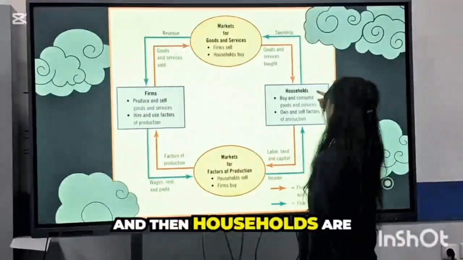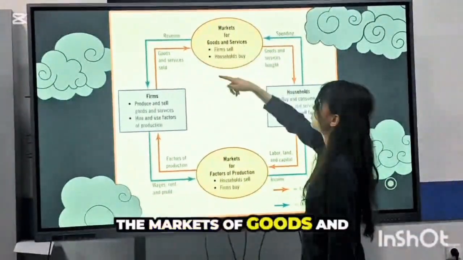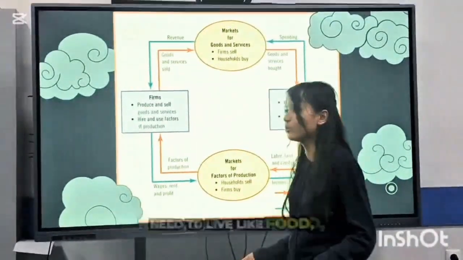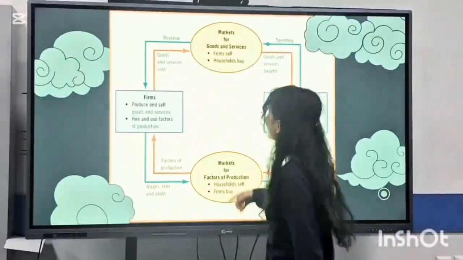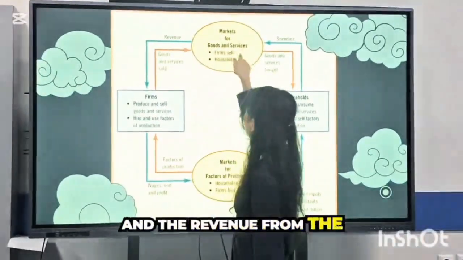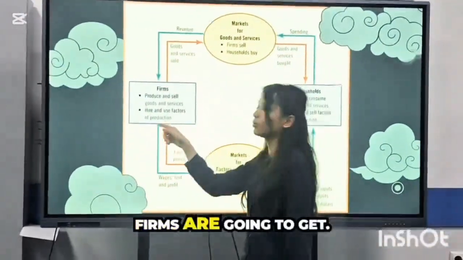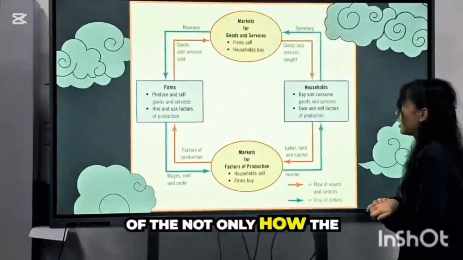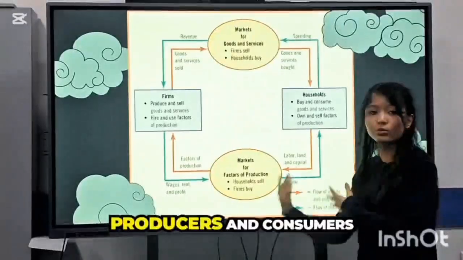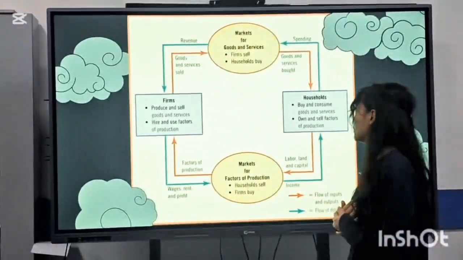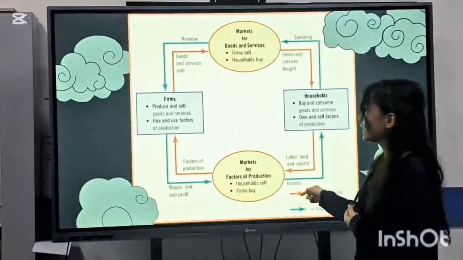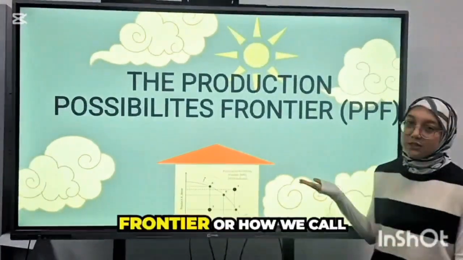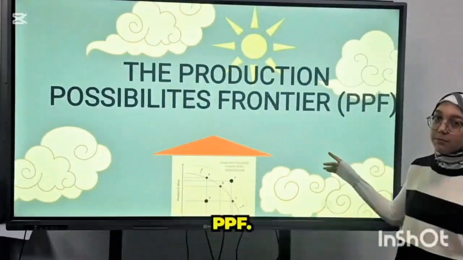And then households spend this money on the markets for goods and services, buying everything they need to live, like food, water, a place to live. And that becomes the revenue that firms get from goods and services. This is a very simple model of not only how the money flows, but also how the producers and consumers interact with each other.